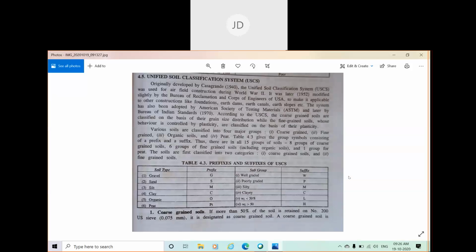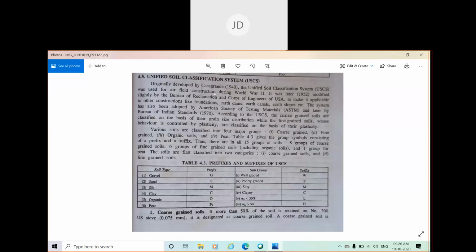Okay, so this screenshot is taken from a book named Soil Mechanics and Foundation by Dr. B.C. Punmia, Ashok Kumar Jain, and Arun Kumar Jain. So this screenshot I have taken from this particular book. You can also go through this B.C. Punmia book for this content.